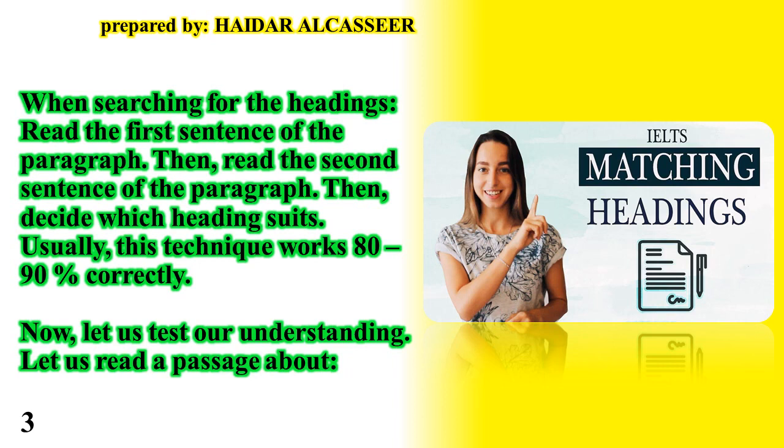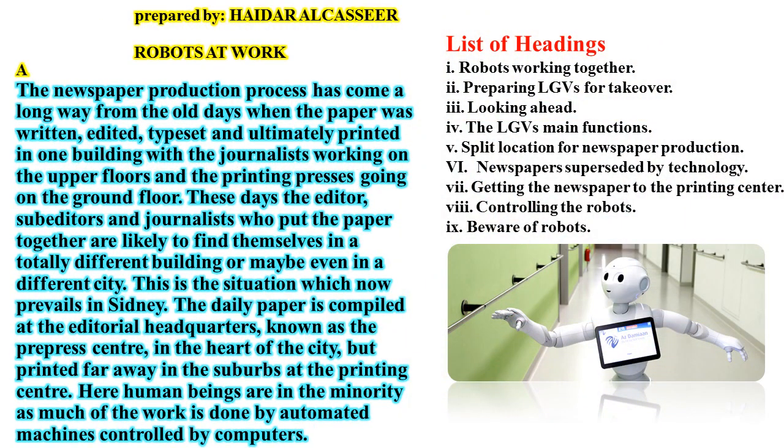Now, let's test our understanding. Let us read a passage. Robots at work. The newspaper production process has come a long way from the old days when the paper was written, edited, typeset, and ultimately printed in one building, with the journalists working on the upper floors and the printing presses going on the ground floor. Let us read it. It says the newspaper production process. It talks about the production of the newspaper and how it has changed over time. That is the main idea.